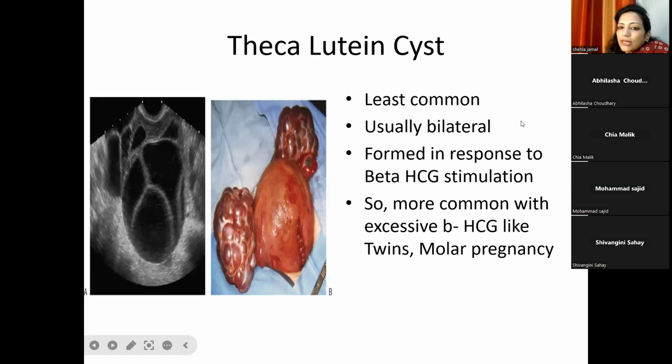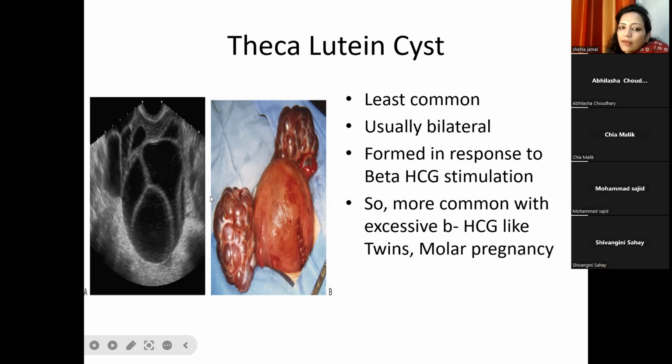इनका एक खास फीचर है कि ये यूजुअली बाइलेटरल होती है, because they are forming universally in response to excessive beta HCG stimulation. So these are more common with excessive beta HCG situations like twin pregnancy and molar pregnancy. So beta HCG is circulating in the entire body. These cysts are ovaries are overstimulated by excessive beta HCG.